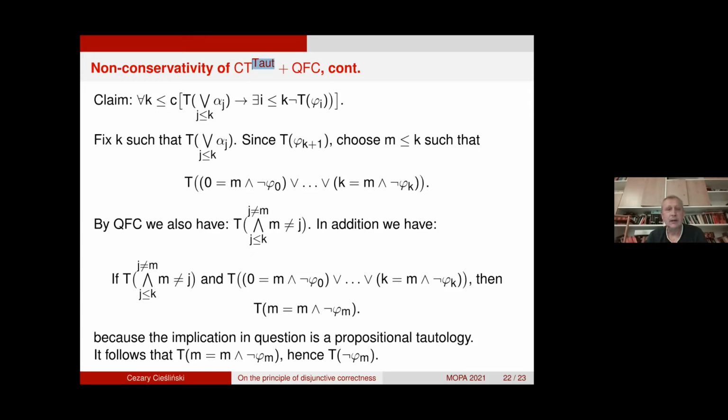So, for example, let's assume that we are trying to compare CT minus with CS minus, where CS minus is an axiomatic theory of satisfaction. The axioms are very similar to the axioms of CT, only we use a binary satisfaction predicate instead of the truth predicate. And the question is, what is the relation between the two in the sense of definability? Is it possible to define in CS minus a truth predicate of CT minus?